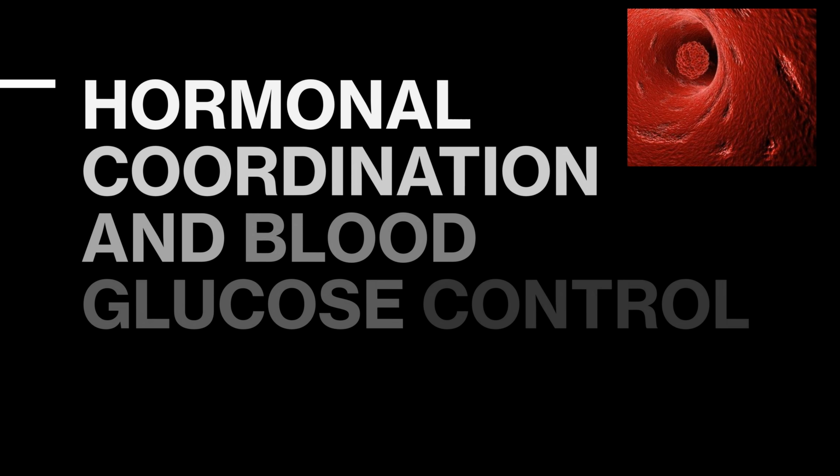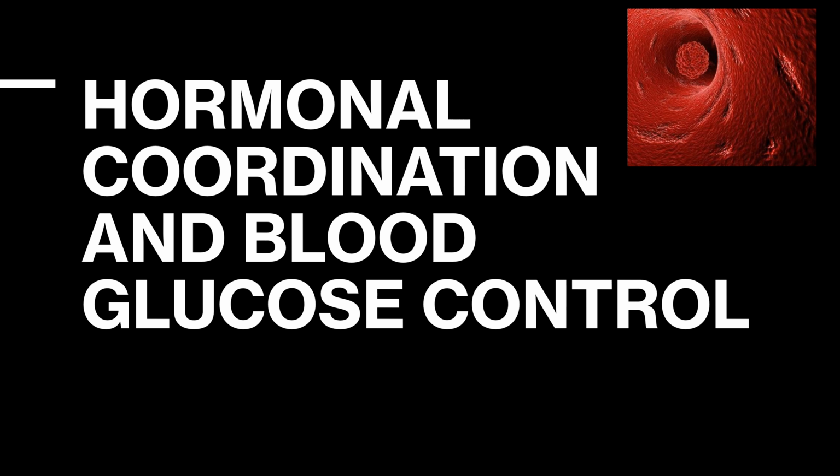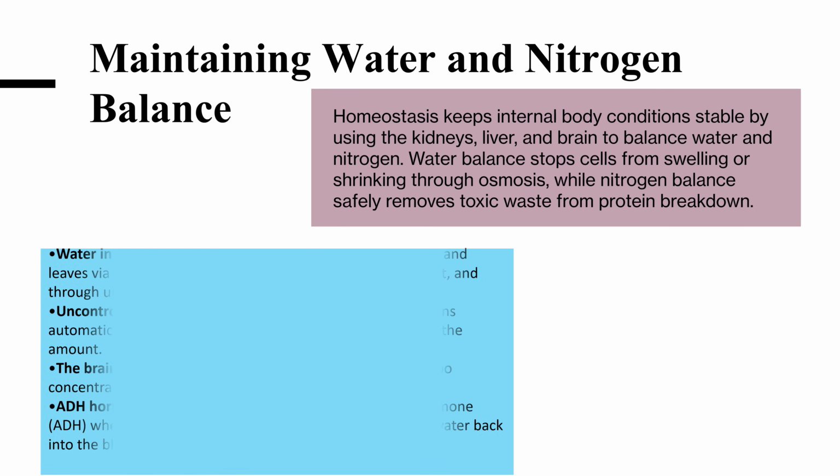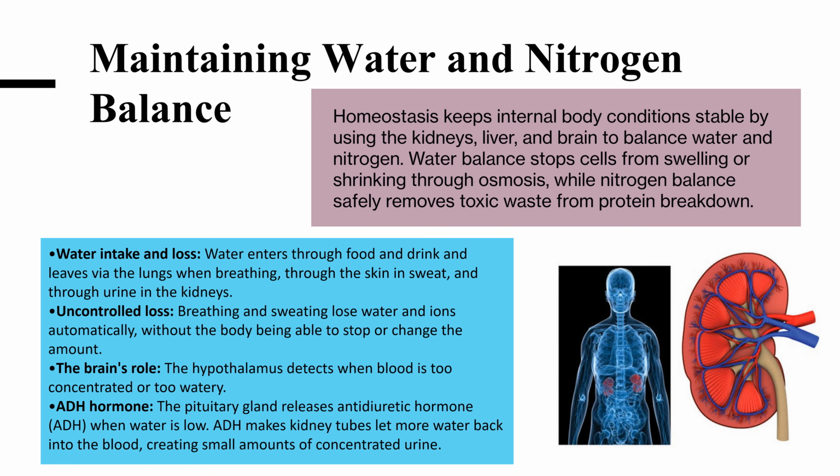Hormonal coordination controls blood glucose through a negative feedback loop using two main pancreatic hormones, insulin and glucagon. Insulin lowers high blood sugar, while glucagon raises low blood sugar to keep the internal environment stable. Water and nitrogen balance are maintained by the kidneys filtering blood, removing excess water and urea. The hormone ADH adjusts how much water is reabsorbed to maintain hydration and prevent toxic buildup.